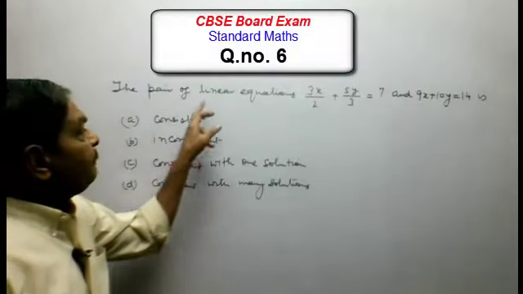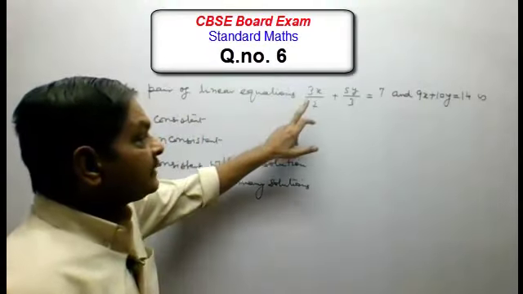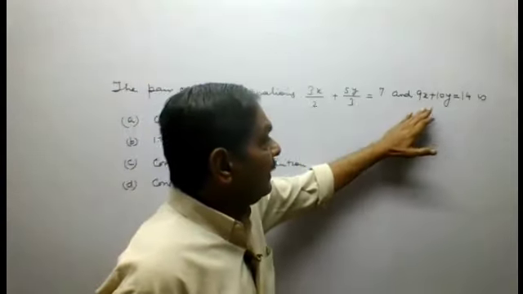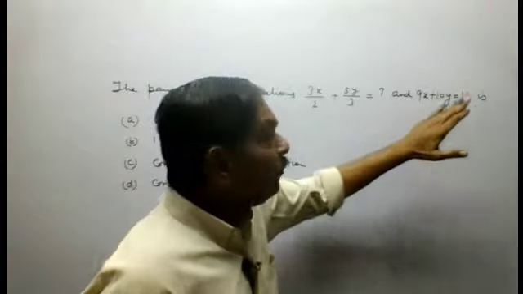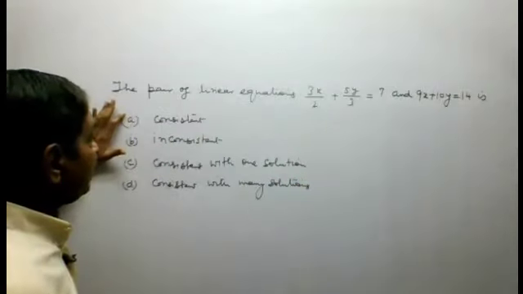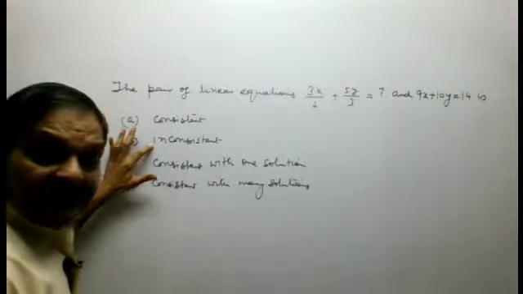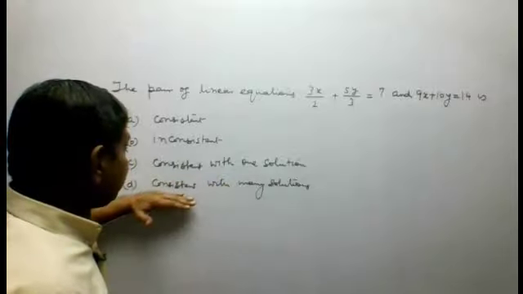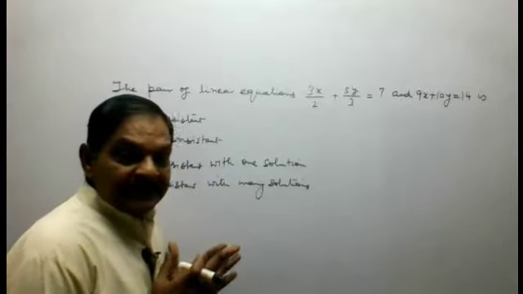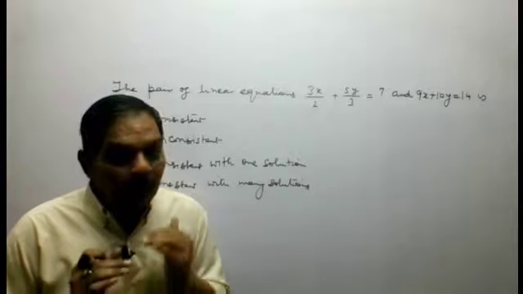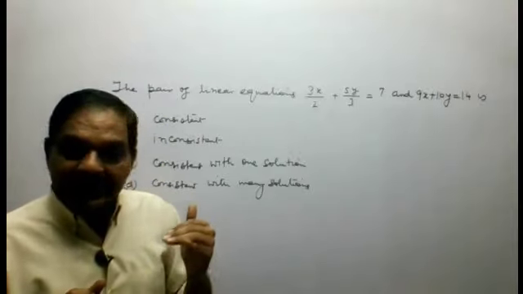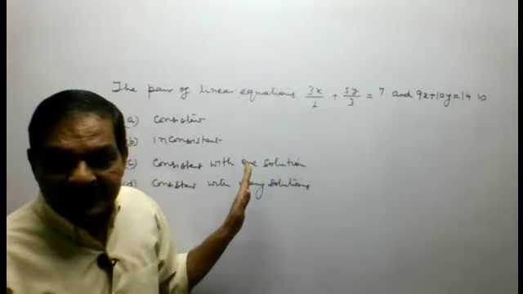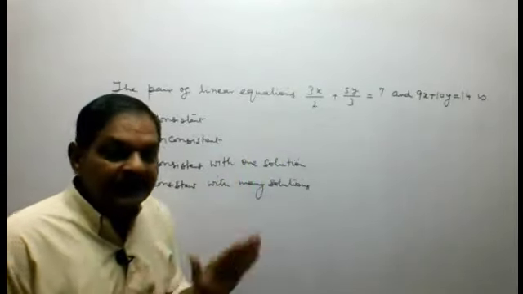Question: the pair of linear equations 3x upon 2 plus 5y upon 3 equal to 7 and 9x plus 7y equal to 14 is. Options: A is consistent, B is inconsistent, C is consistent with one solution, D is consistent with many solutions. Means we are to find a1 upon a2, b1 upon b2 and c1 upon c2, and then we will find whether the equations are consistent or inconsistent.